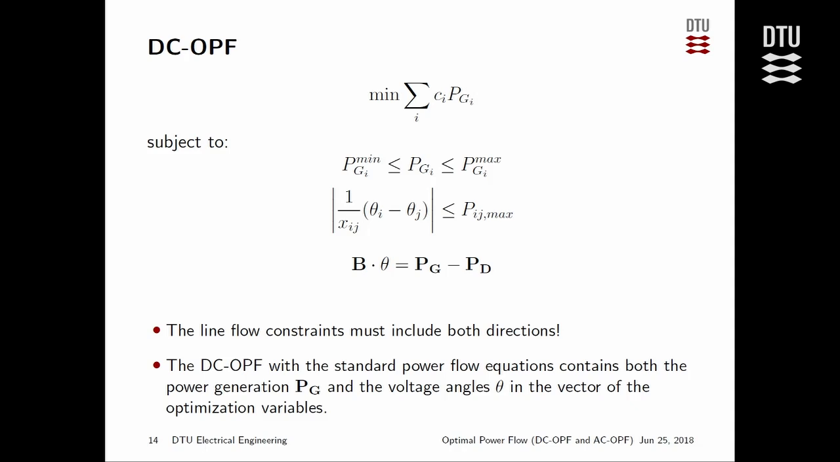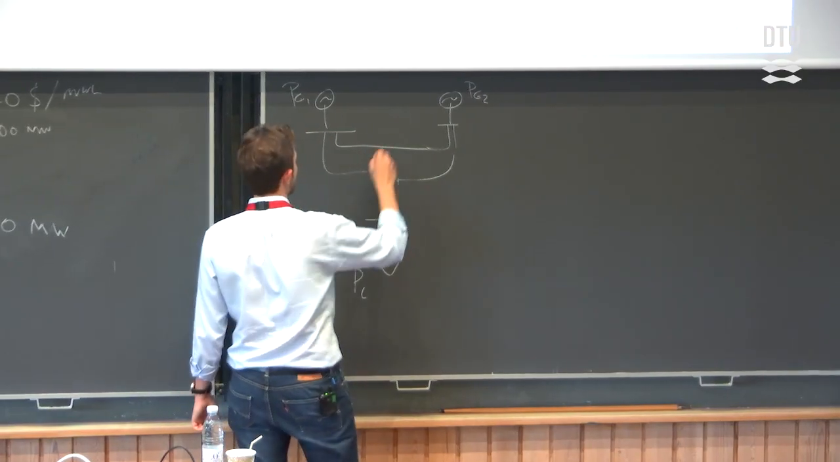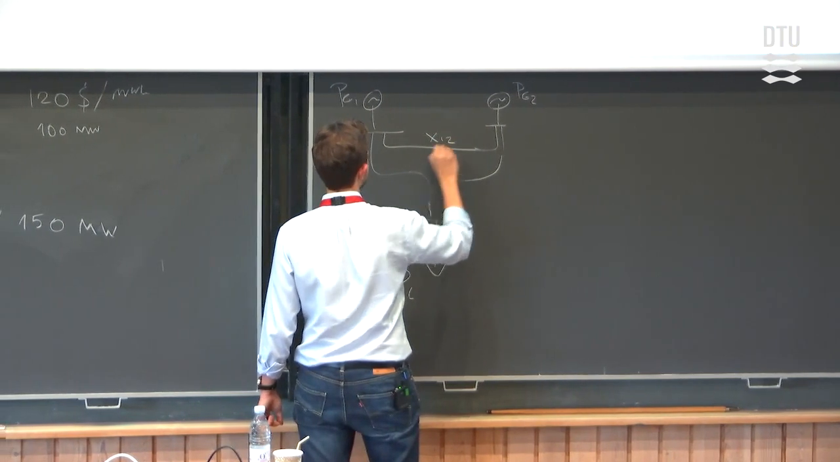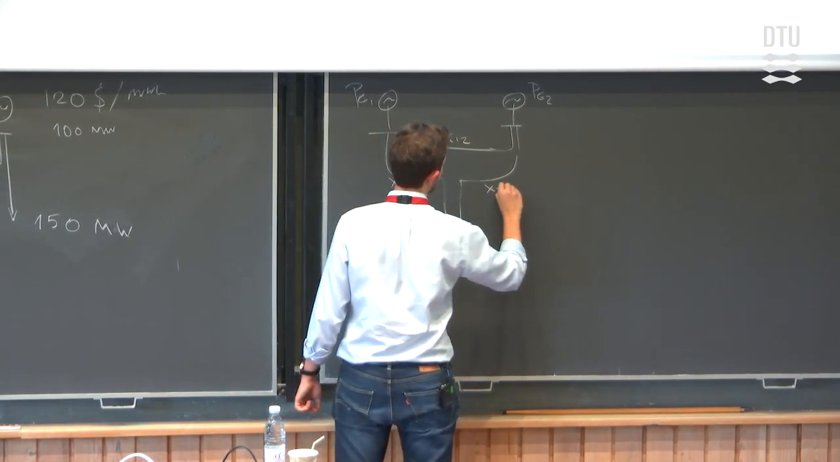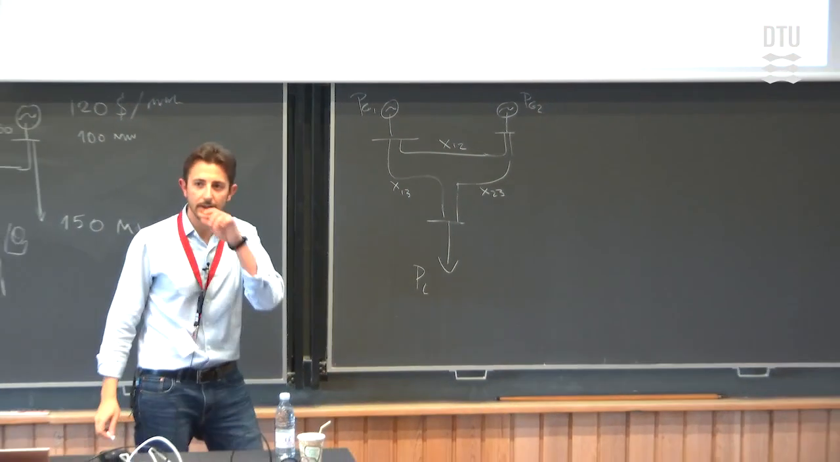Let's assume a 3-bus system. I'm having 2 generators and a load. So PG1, PG2, PL, okay. And this is X12, my reactance, X13, and X23, okay.